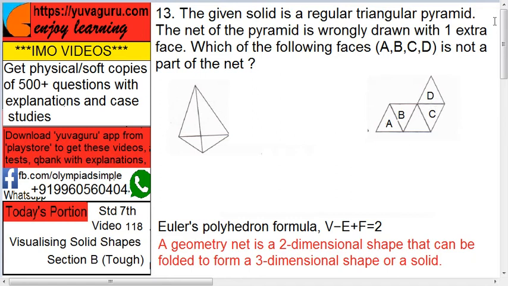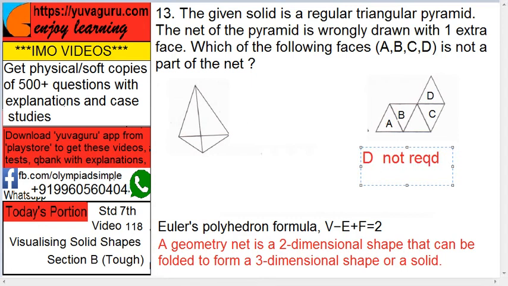But something is extra over here. Which one is extra? Just check. This is compulsory. So if you fold C and B along this, only one side remains, that will be completed by A because A will get there. D is not required. So D is the answer.